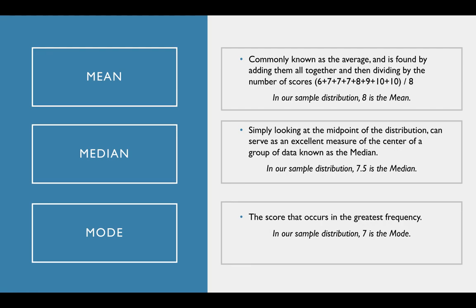And finally, we have the mode, which is the score that occurs in the greatest frequency. And while this is the least precise measure when it comes to central tendency, it can be helpful when discussing categories like population. In our sample distribution, 7 is the mode.